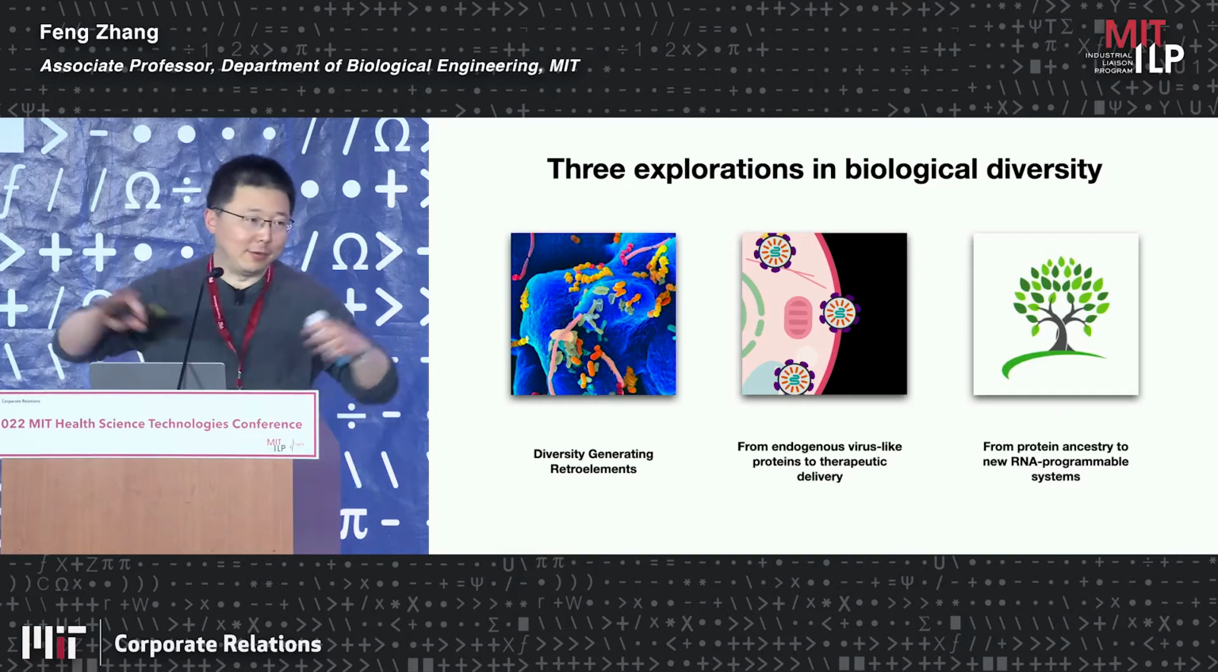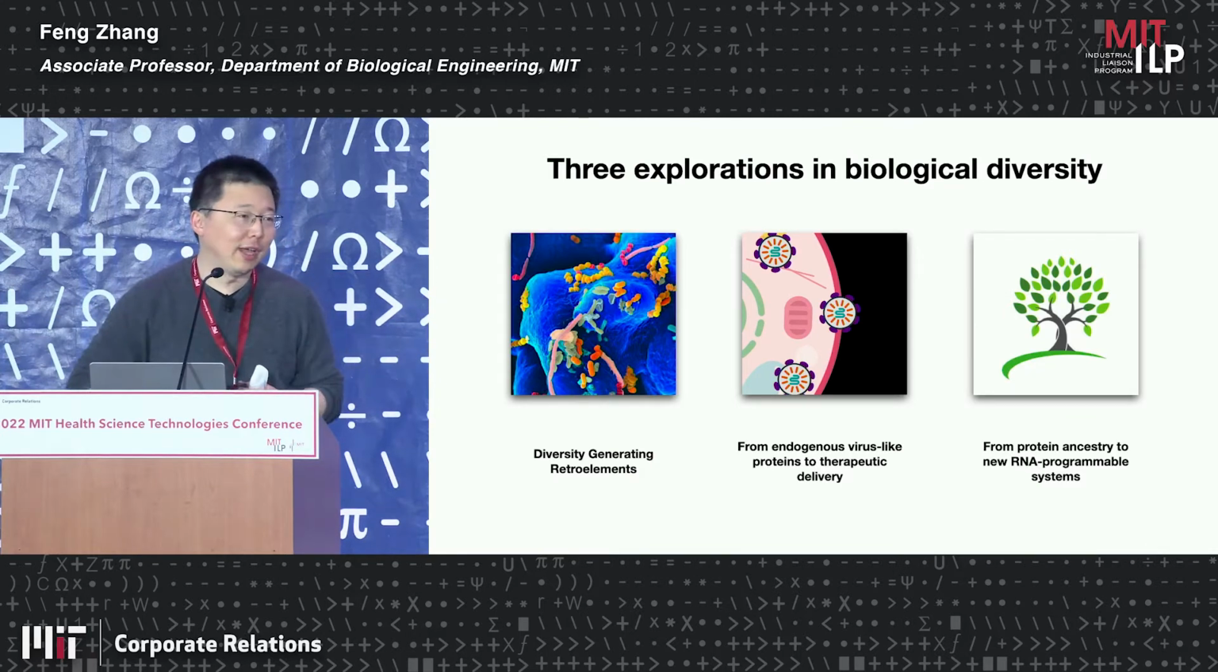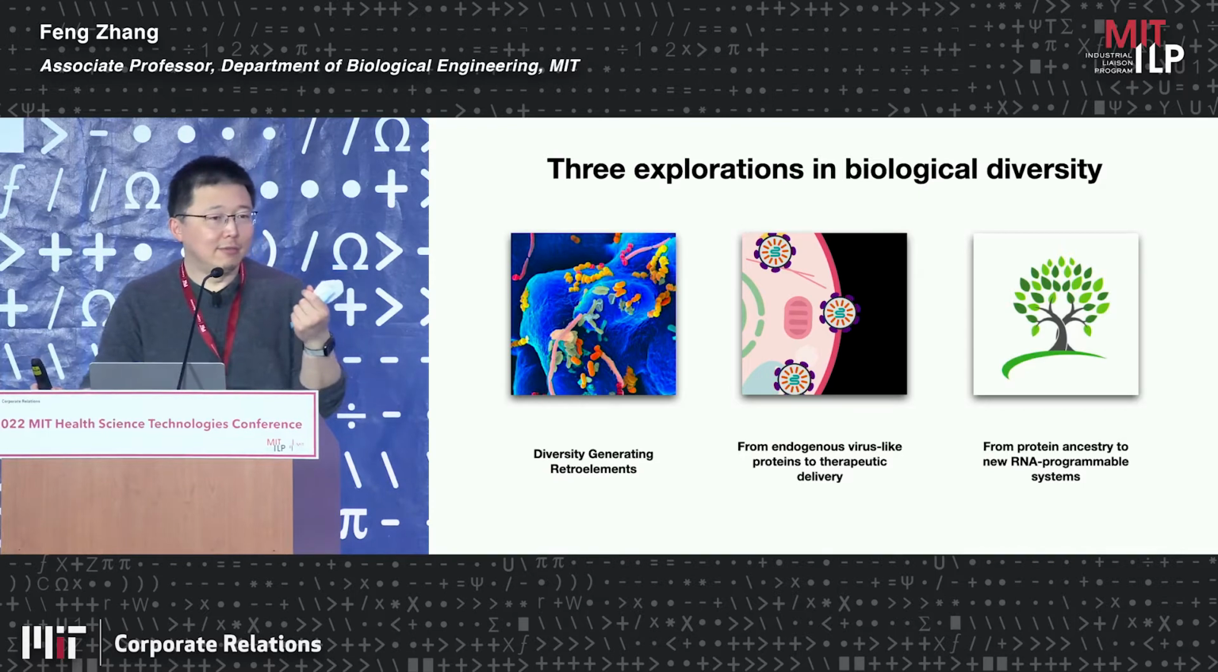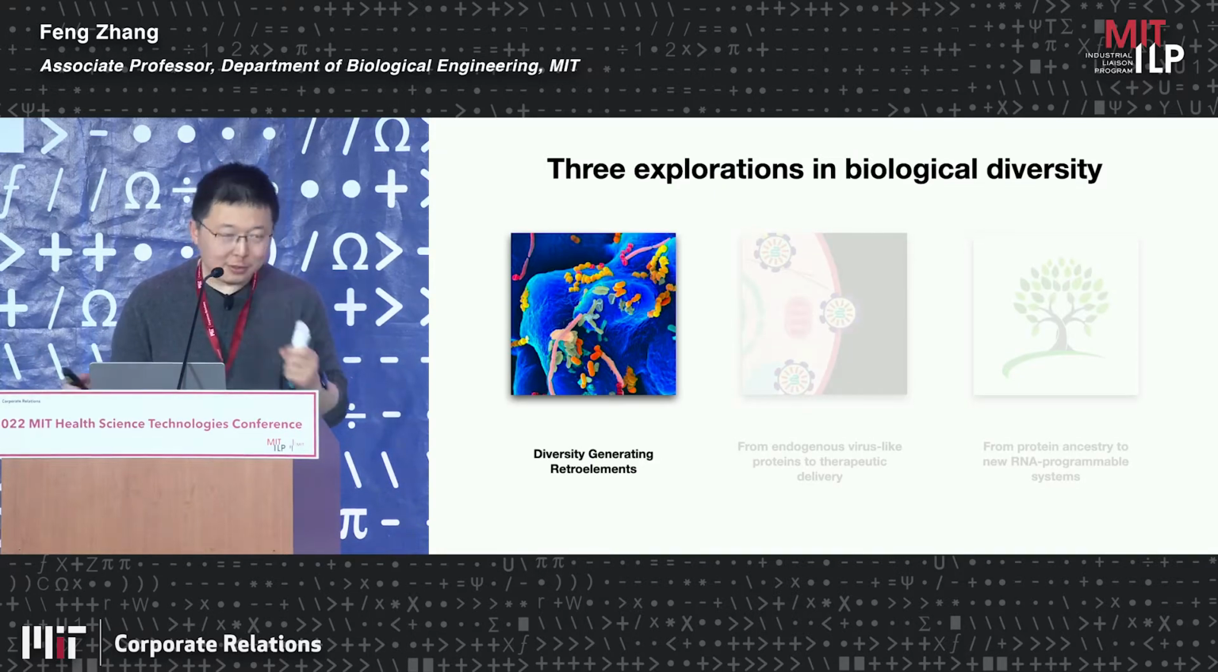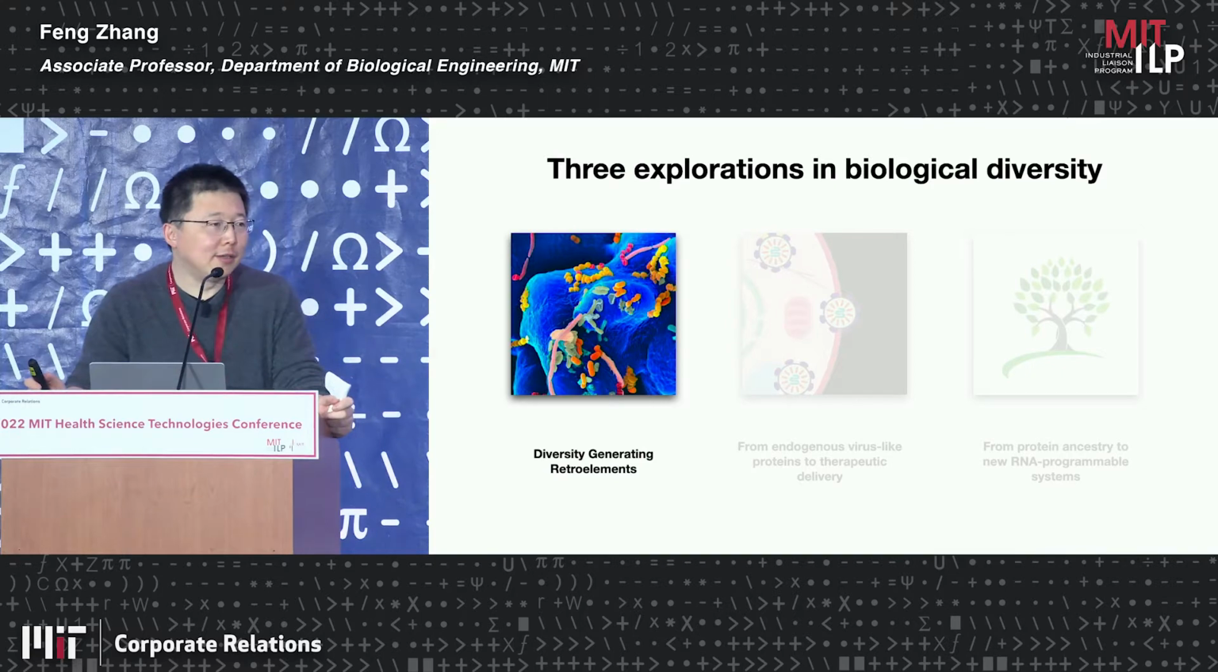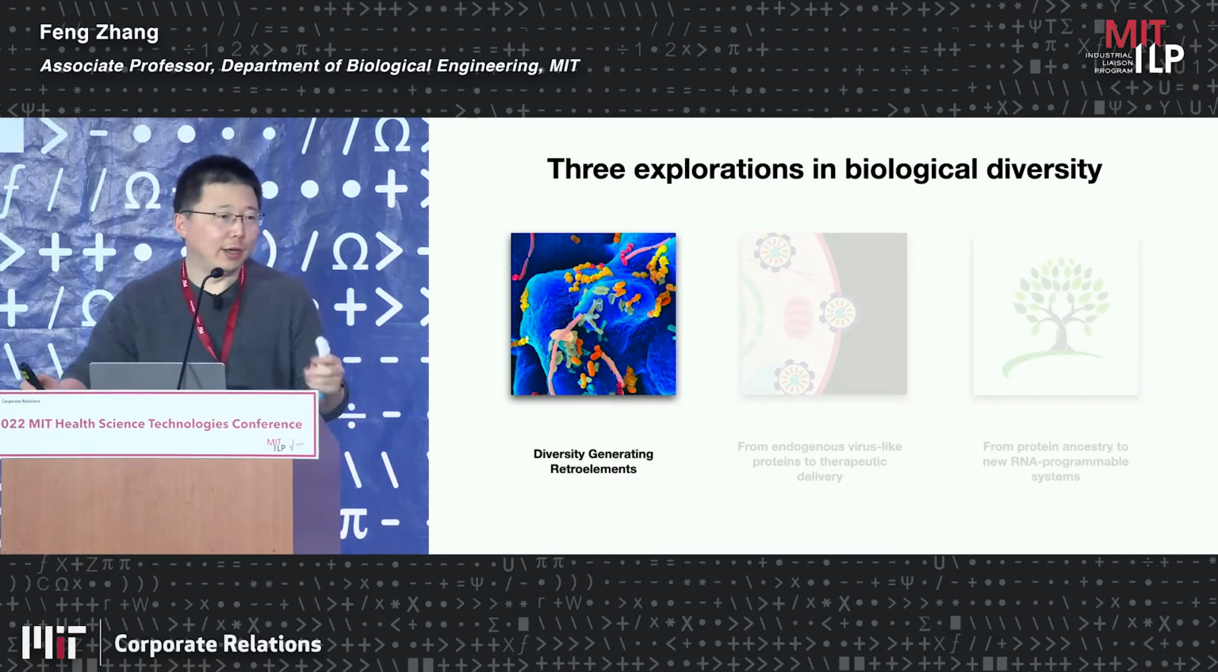There are thousands, millions of different types of organisms that live around us, and many of them have evolved very interesting molecular mechanisms that we can then co-opt for therapeutic applications. So let's talk about the first one, a system called diversity generating retroelement. Why are we interested in diversity generating retroelement, and how did we come to study it?